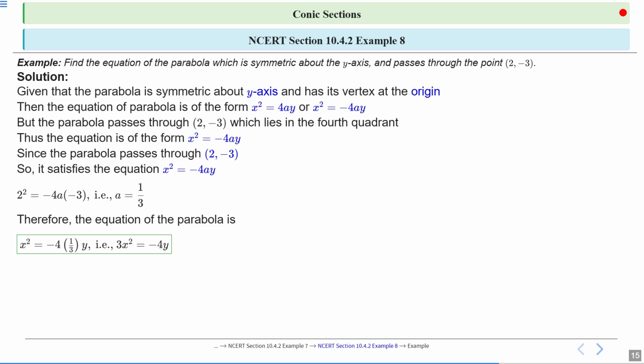So therefore the equation of the parabola is x square equal to minus 4 times 1 by 3. Just substitute here a equal to 1 by 3 in the equation x square equal to minus 4ay, and then you will get the equation of parabola is x square equal to minus 4 times 1 by 3, that is 3x square equal to minus 4 times y, okay. So this is the required equation of the parabola which is symmetric about the y-axis and passes through the point (2, minus 3). So I hope it is clear to all of you.